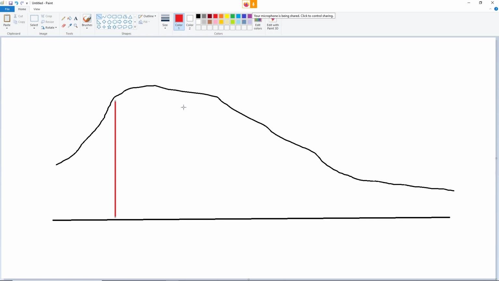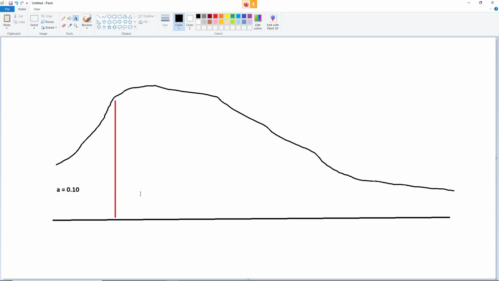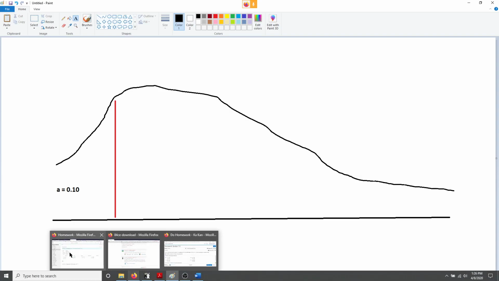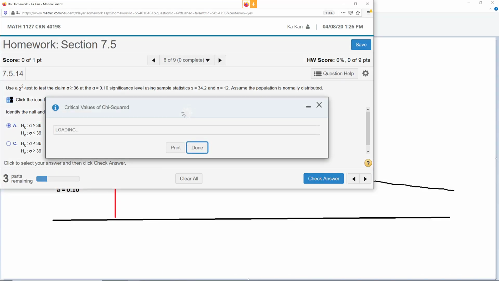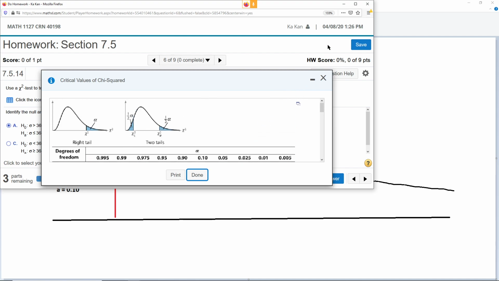So now here's the thing. We know the alpha is 0.1, so we're going to do alpha equal 0.10 like that. So now let's look at the formula. You can actually go into the homework and click on this right here. They should give you the page. So that maybe makes it a little bit easier. So here's the deal. Look at that.